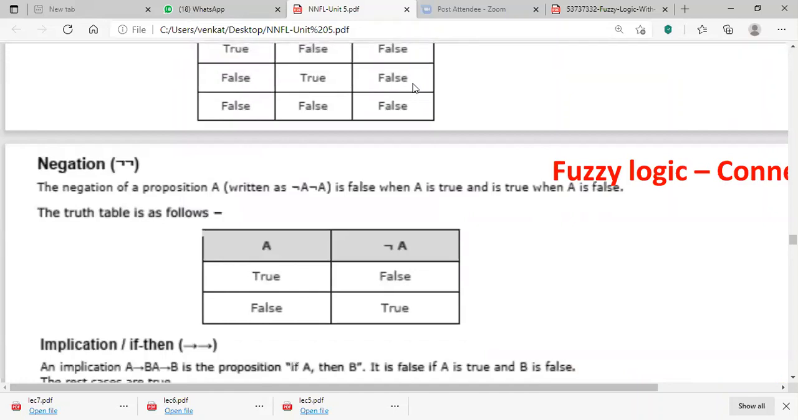Next, negation. The negation of a proposition is false when A is true and is true when A is false. Okay, nothing but a complement.